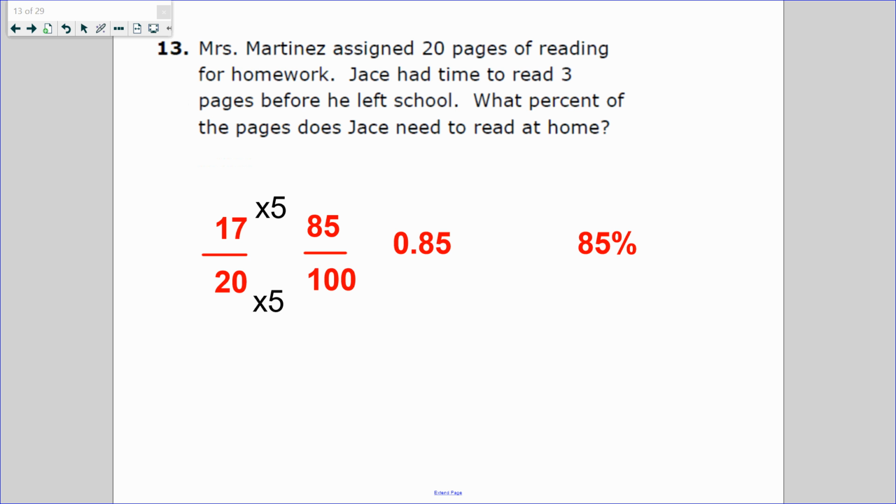Number 13, Mrs. Martina assigned 20 pages of reading for homework. Lacey had time to read 3 pages before he left school. What percent of the pages does Jace need to read at home? So let's see.